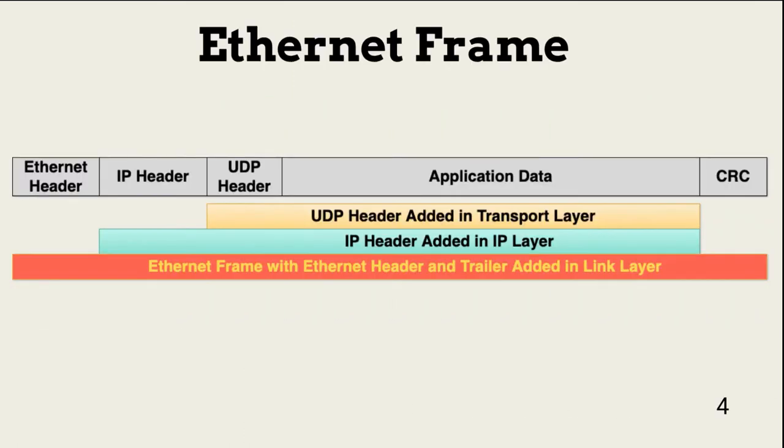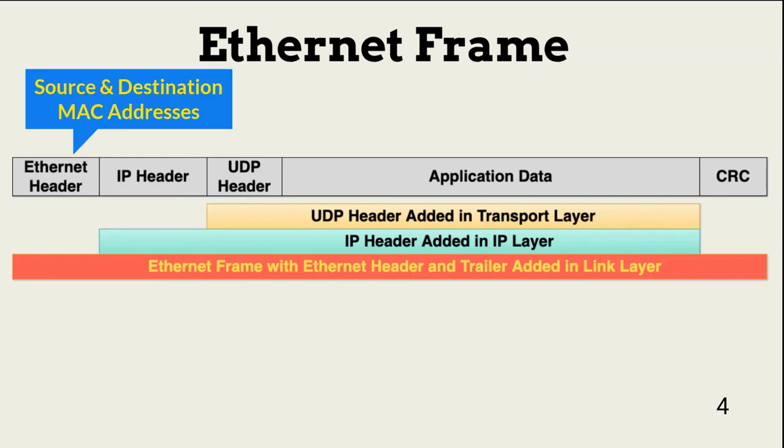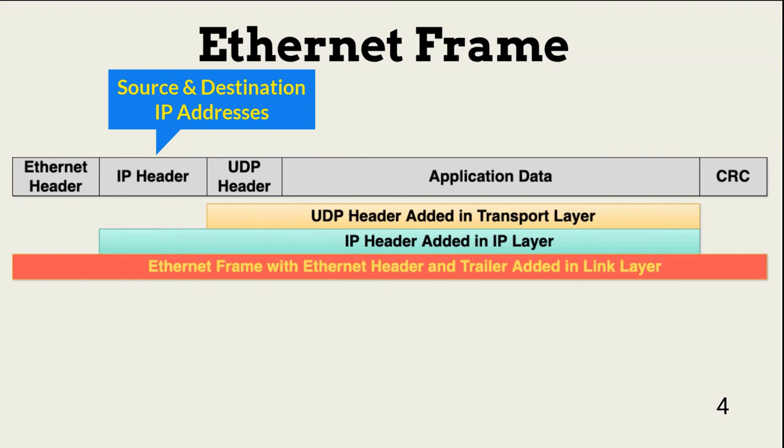This is another way of looking at encapsulation of data. Again, each layer in the TCP/IP model adds a header with information that assists with delivery. For example, the Ethernet header has the MAC address of the next hop in the path to the target system. The IP header has the IP address needed to route through the internal network or the Internet.